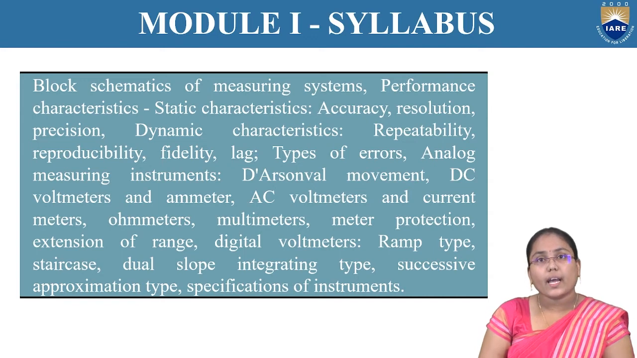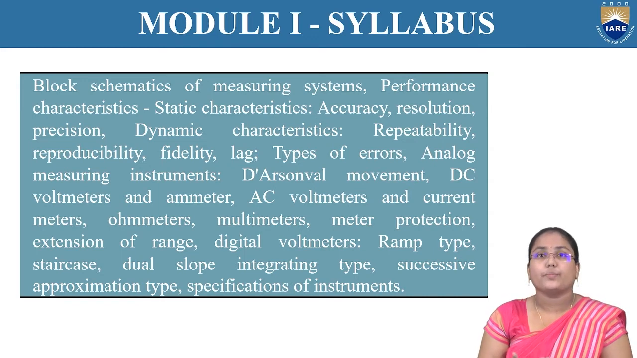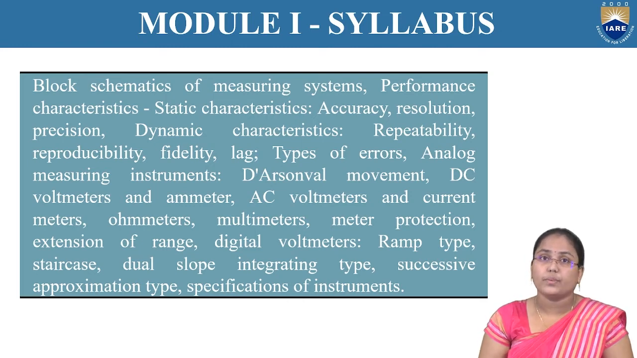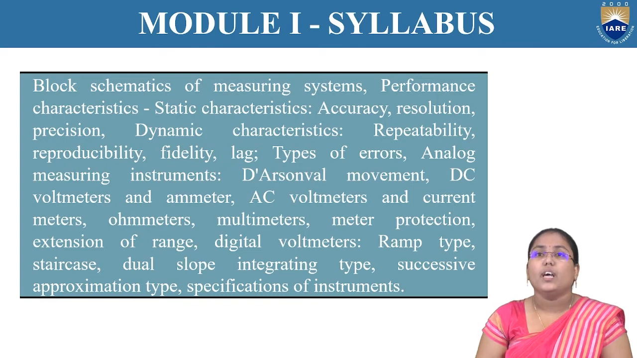And in static characteristics, we again have different types of characteristics, which are used to check whether the particular system is static or dynamic in nature. So we have different characteristics further in static characteristics, like accuracy, resolution, precision, etc. We'll be discussing all these things. And in dynamic characteristics, we will be discussing repeatability, reproducibility, fidelity, and lag.